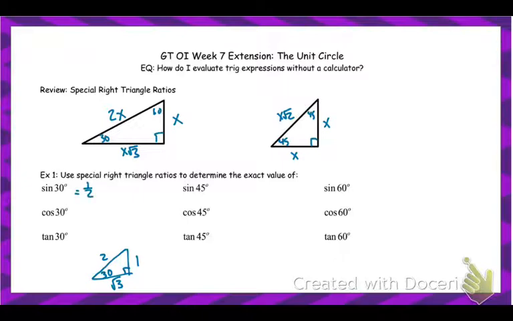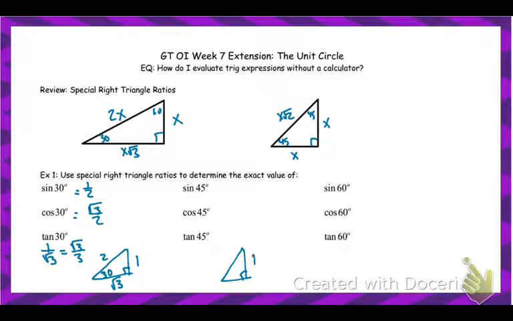Cosine of 30 degrees, I want the adjacent over hypotenuse, which in this case would be root 3 over 2. Tangent of 30 degrees, I would want the opposite over adjacent, which would be 1 over root 3. If you rationalize, then it would be root 3 over 3. Same idea for a 45, 45, 90 triangle. I'm going to pick the easiest possible values. Again, you can pick any values you want. The ratio is going to be the same.